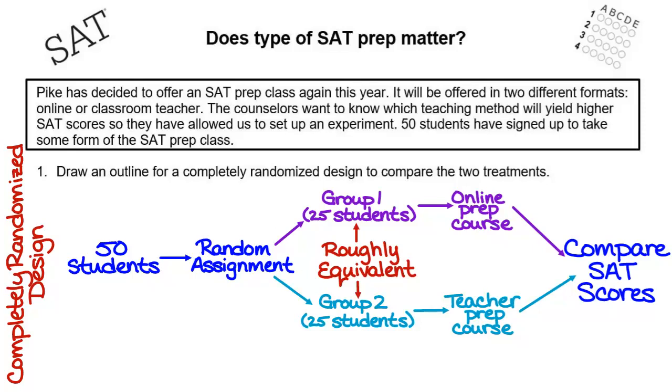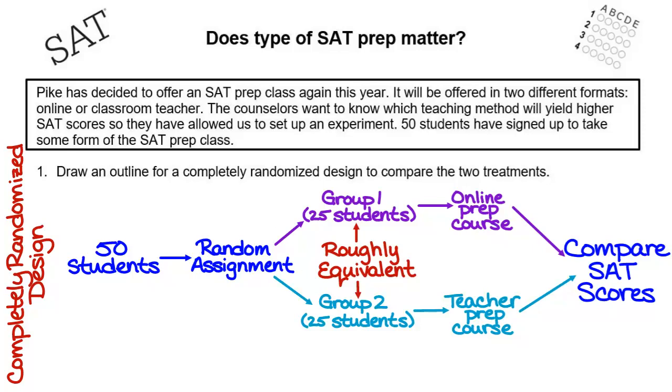Okay, let's look at question number 2. Of the 50 students that are signed up for the prep course, 30 are juniors and 20 are seniors. The counselors are worried that when we do this random assignment part, we could potentially put all of the seniors into one of these two groups. I could end up with 20 seniors and 5 juniors here in my online prep course. Or I could end up with all 20 seniors and 5 juniors in my teacher prep course. Would that be an issue? Why would it be a problem if all my seniors ended up in one class?